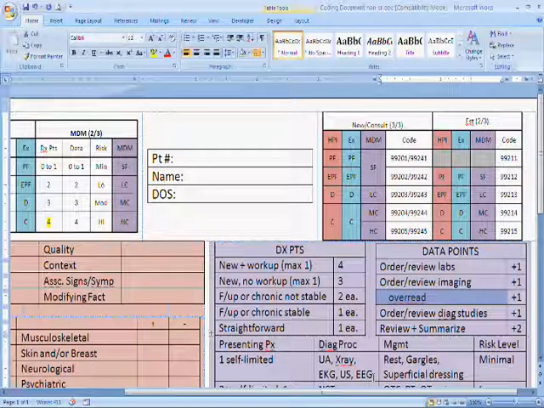No, you only get 1 point for each. The two things that aren't on here: if you order old records and you don't even touch them, it's just stated in the note that records are ordered, that is worth 1 point. It's not on this data point chart, but that is worth 1 point. If you obtain the history from somebody other than the patient, that is 2 points. So if you have an interpreted visit, that's worth 2 data points.